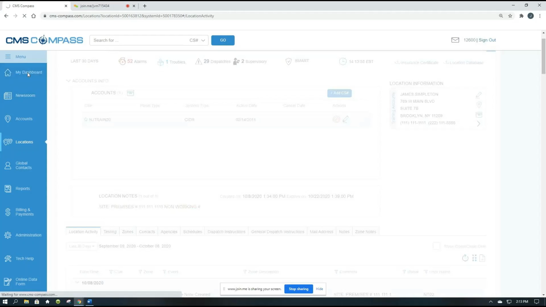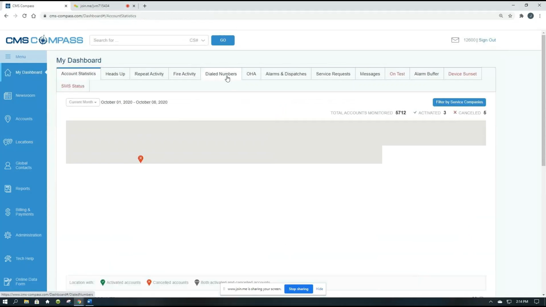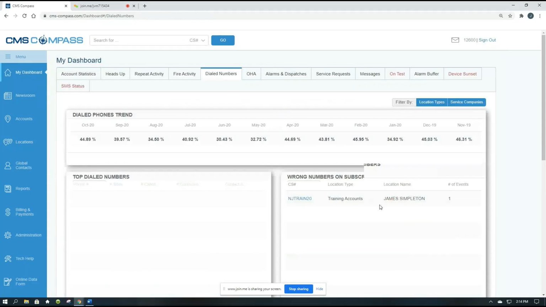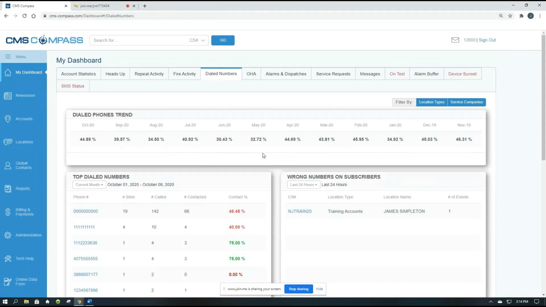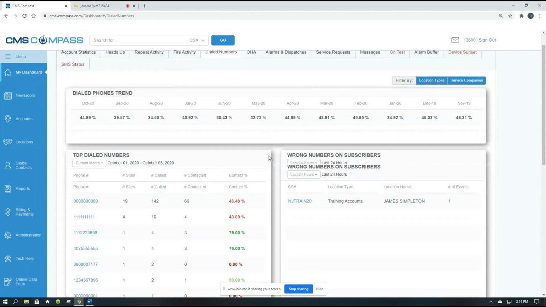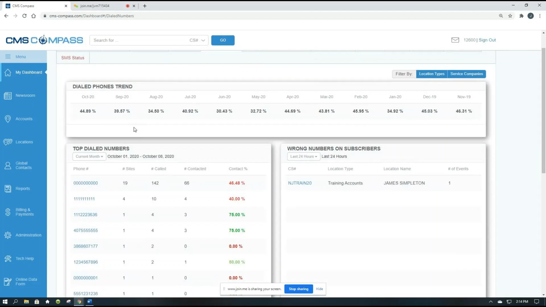Okay, so let's go ahead and go back to the dashboard, and let's get back to the dialed numbers. So those are our three widgets that are on the dialed numbers right now, okay? We've talked about the dialed phones trend. That's going to be a rolling 12-month history. So that's going to do that, your top dialed numbers, and then your wrong phone numbers on subscribers.